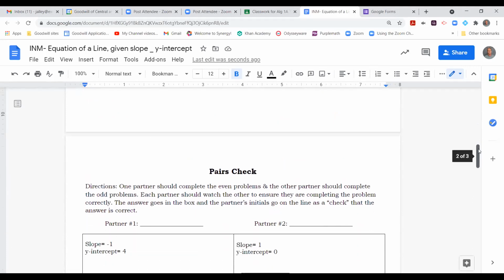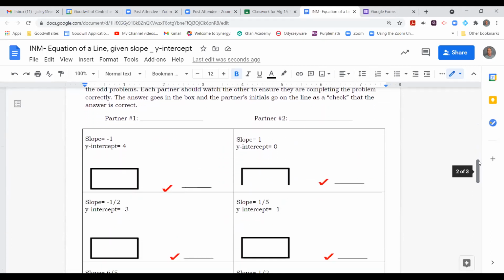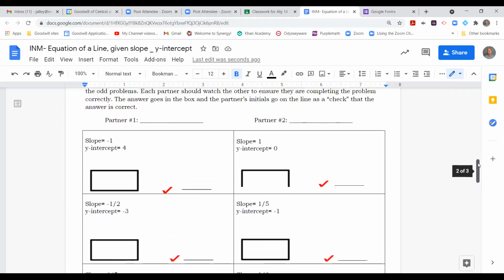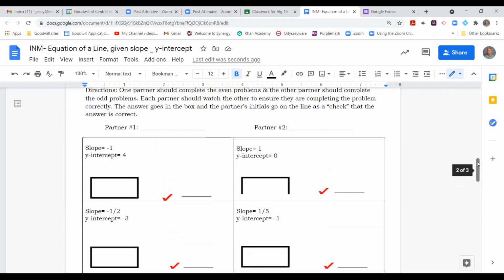The second page of this particular handout is designed for two people to work together on, but they're all the same. You've got the slope given to you. You've got the y-intercept. Slope is always m. The y-intercept is always b. So this is kind of just a plug and chug exercise where you just get used to rewriting slope-intercept equations. So what would that first example, what would our equation be?